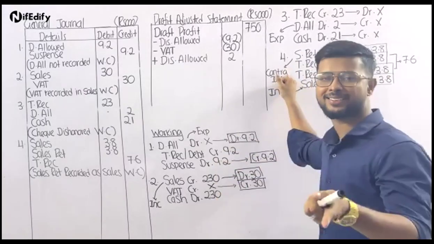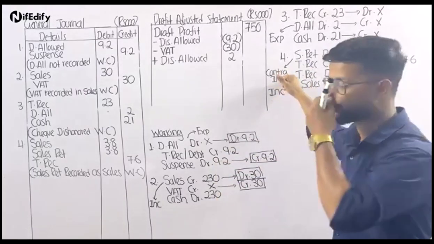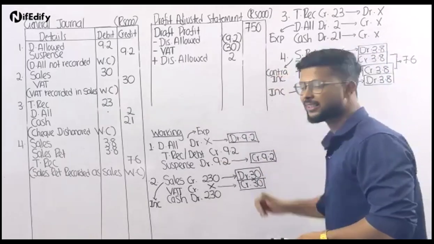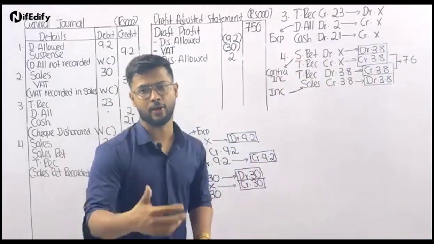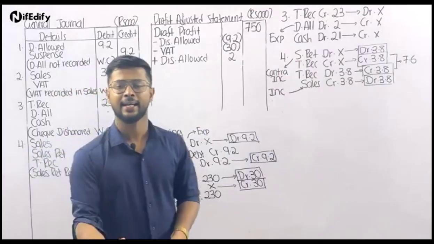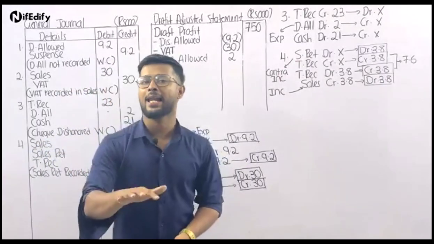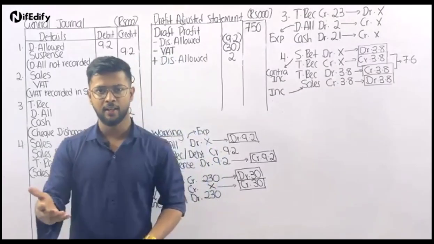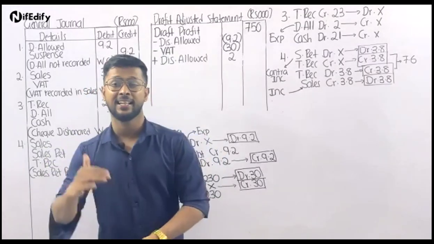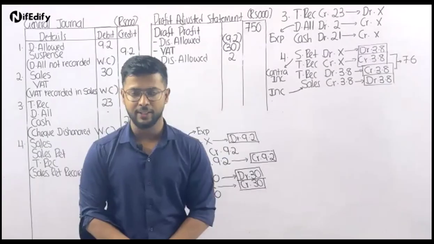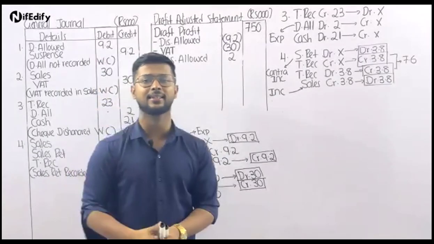So this is more or less like an expense. Contra income is recorded as an income. Simply, something which is more or less like an expense is recorded as an income.